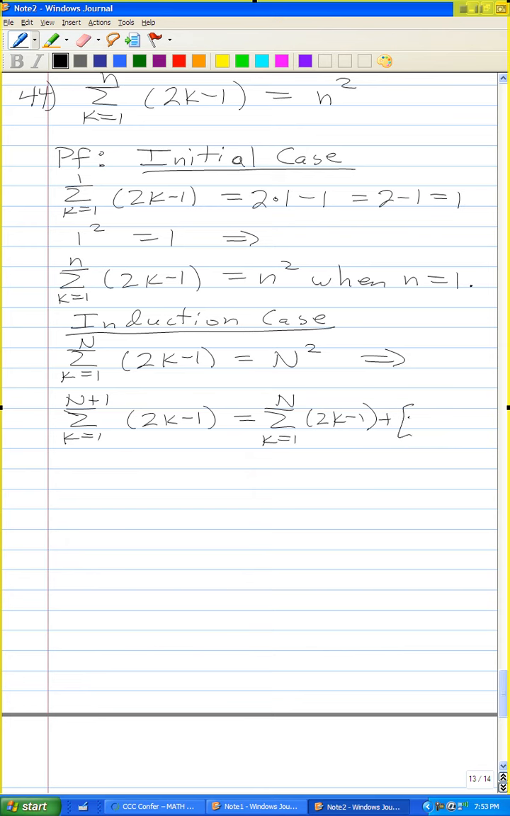So 2N plus 1. Oops, I'm using capital N. 2 times capital N plus 1, minus 1. So this is equal to, well, by assumption, I've assumed that the sum of the first N terms is N squared, plus, let me multiply the 2 inside the parentheses.